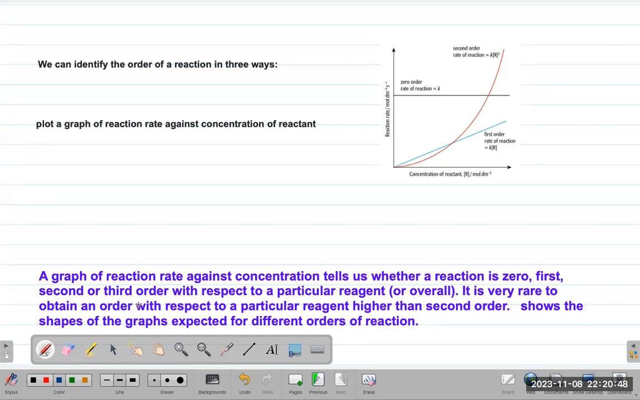It's very rare to obtain an order with respect to a particular reagent of more than two. So usually, if I'm talking about a certain reagent, I get it as either 0, 1, or 2. I'll see in this graph the shape of the graphs expected for different orders of the reaction. If I plot the rate of the reaction versus concentration and see that the curve is a straight line like that, then this is a zero order reaction in respect to this reactant. So I'll say the rate of the reaction is equal to K.